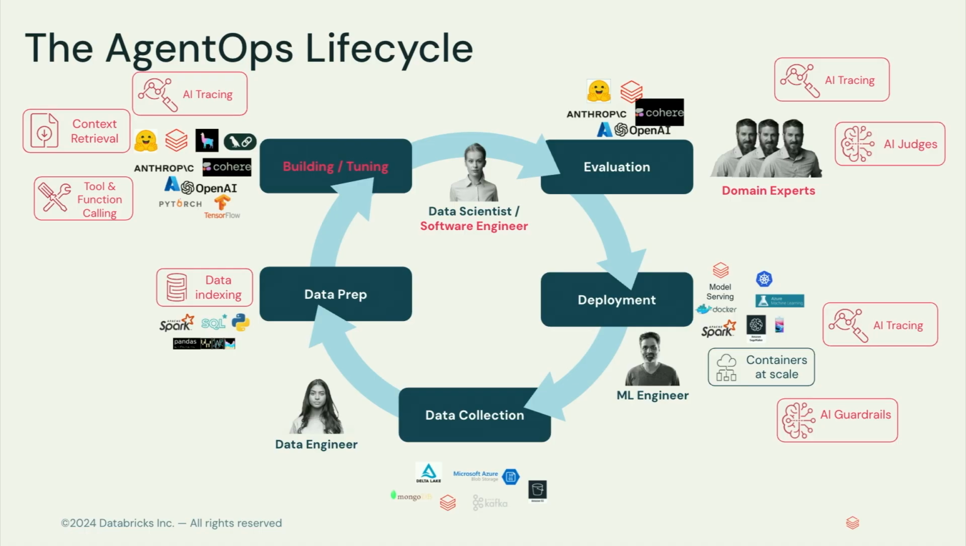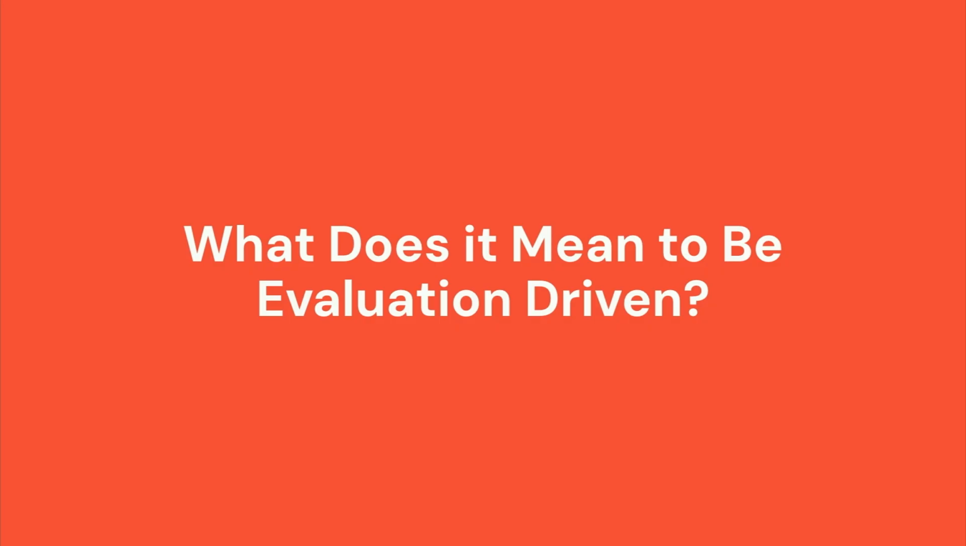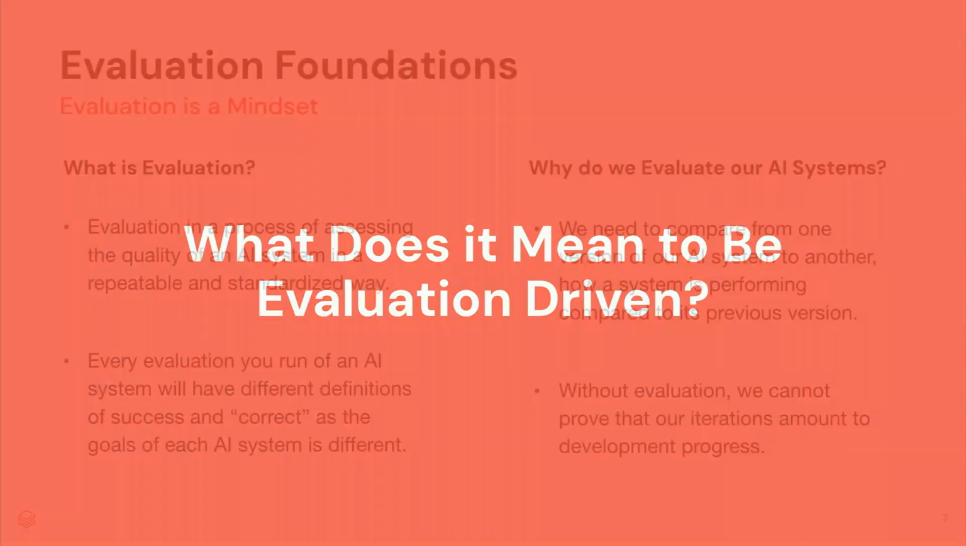So in essence, agentic ops is not about just getting one prompt working. It's about iterating, evaluating, using traces, and building this entire lifecycle that you can iterate on to get your model to high quality. Exactly. All right, what does it mean to be evaluation driven?